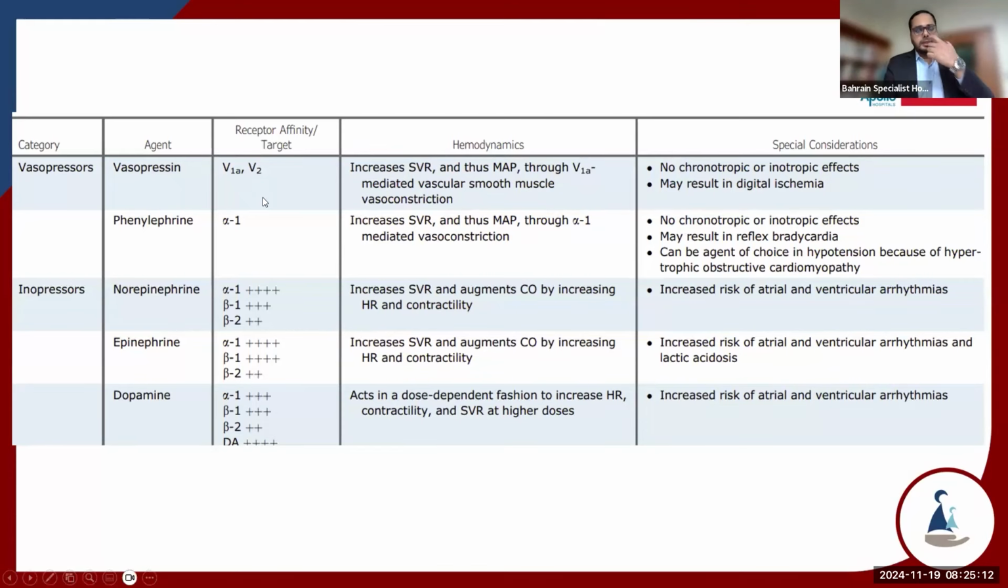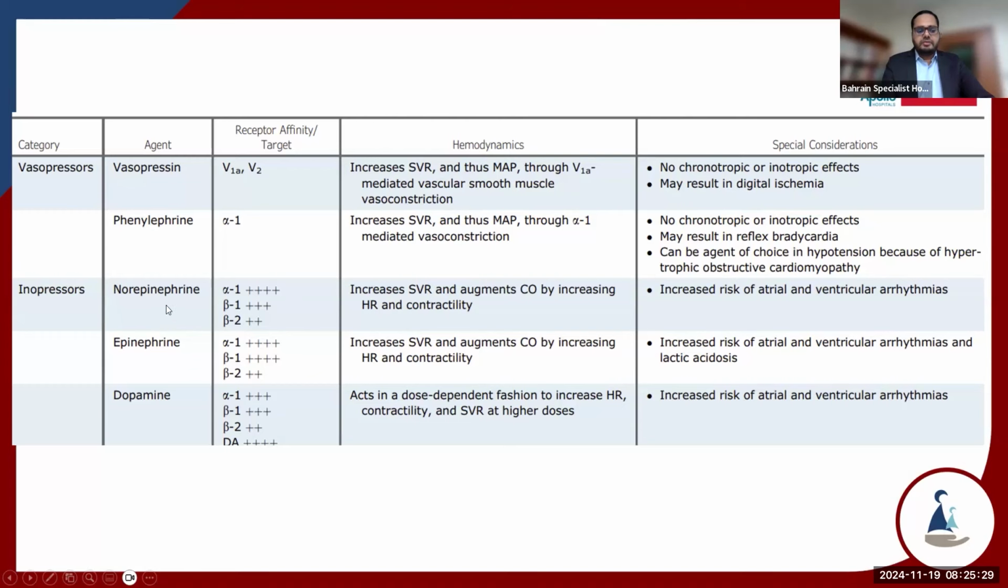Vasopressin is rarely used in cardiogenic shock because it increases myocardial oxygen demand and can cause worsening of ischemia. Phenylephrine can be the agent of choice if there is hypertrophic obstructive cardiomyopathy, but it can result in reflex bradycardia.